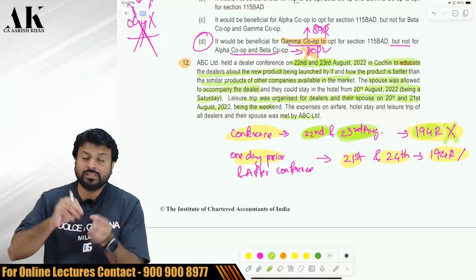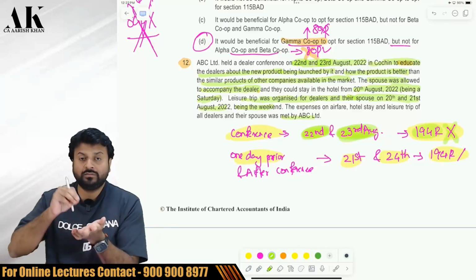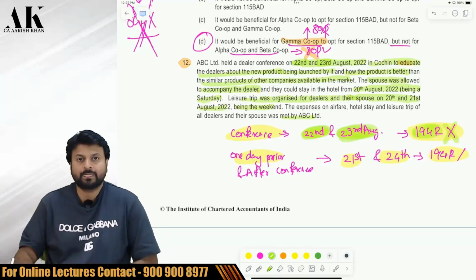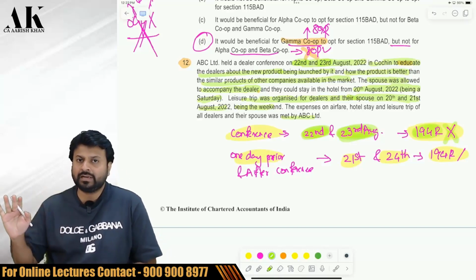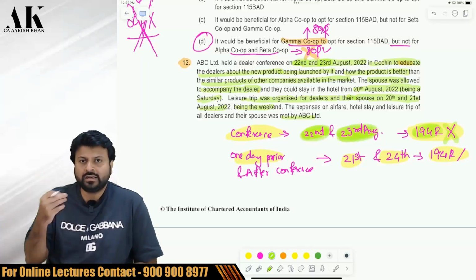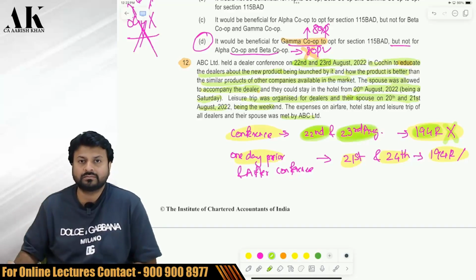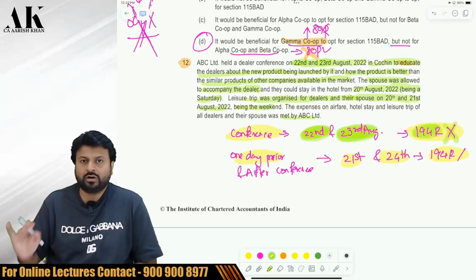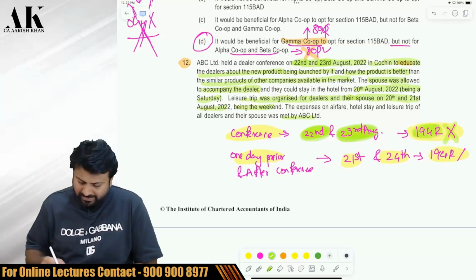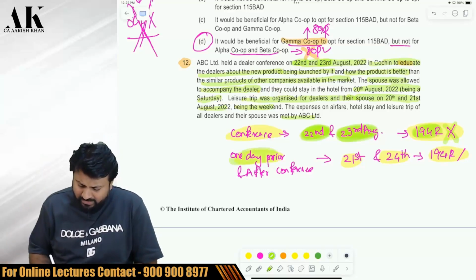And even on the dealer on 22nd and 23rd, if you are incurring some expenses on a leisure trip, 194R is also applicable. So 194R is not applicable as per the CBDT circular if, on the dates of the conference, you are incurring some normal expenses like travel expenses and food expenses on the dealer. But on the wife, 194R will apply. On husband and wife, for a leisure trip, 194R will apply.